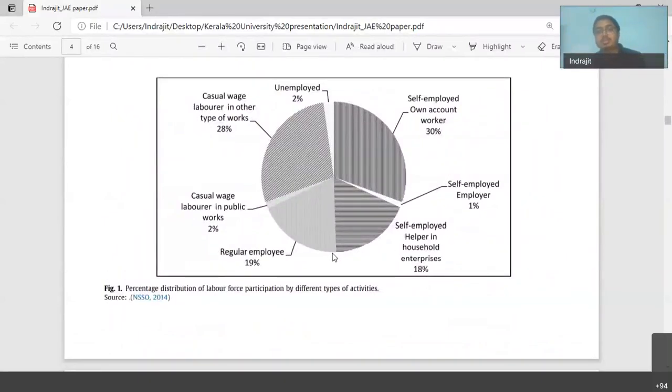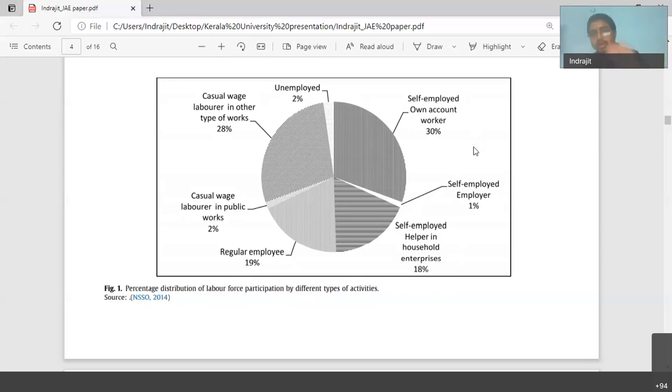The first figure is based on our previous data, what we have shown, employment, unemployment. You can come up with a very beautiful picture that, using the weights and everything, my labor force is distributed like this. 30% of them are self-employed own-account workers, 1% self-employed employers, and 18% self-employed helpers. So in my economy, 49%, about half of the labor force, is in self-employment to some extent.